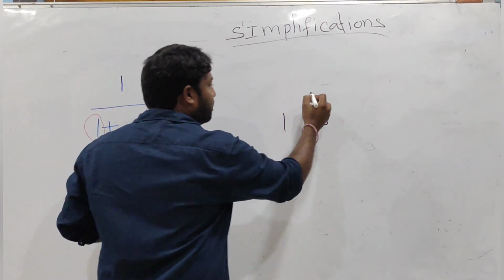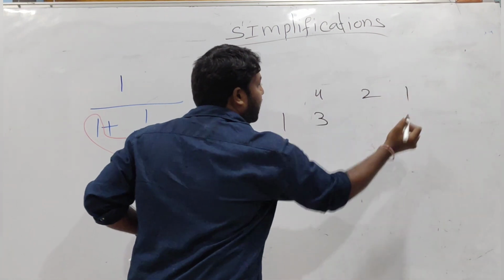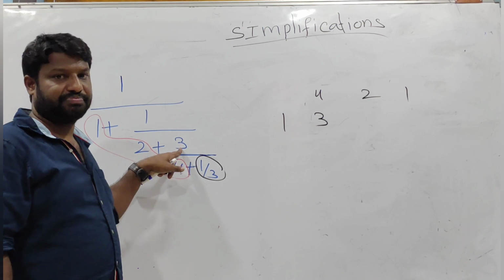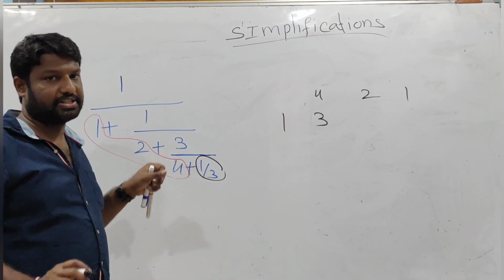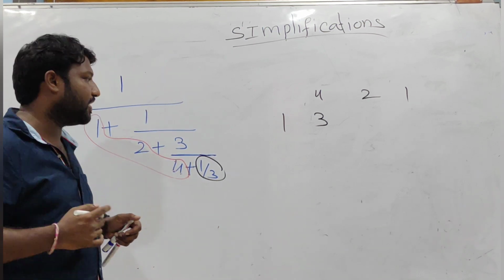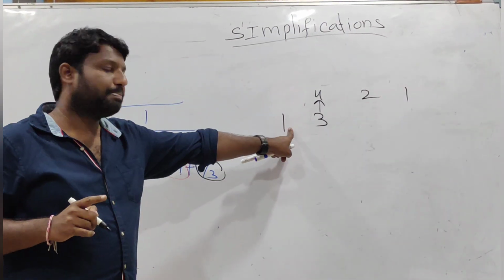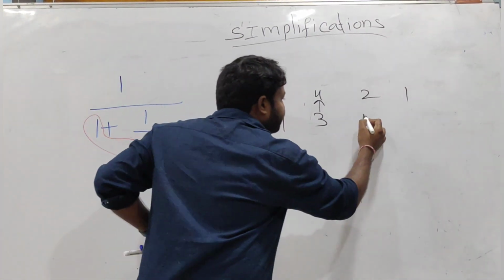I will start from here: 4, 2, 1. Now suppose all were 1s, I would do it directly. But here 3 is there. Here 1 is there, no problem, but here 3 is there. So what must I do? I have to divide. I will start from here. 3 4s are 12 plus 1, so it will become 13.